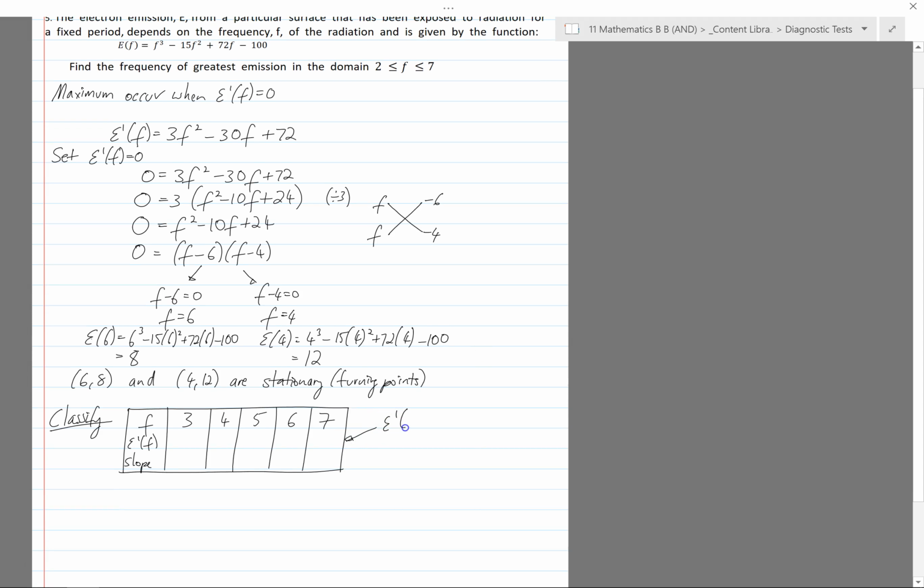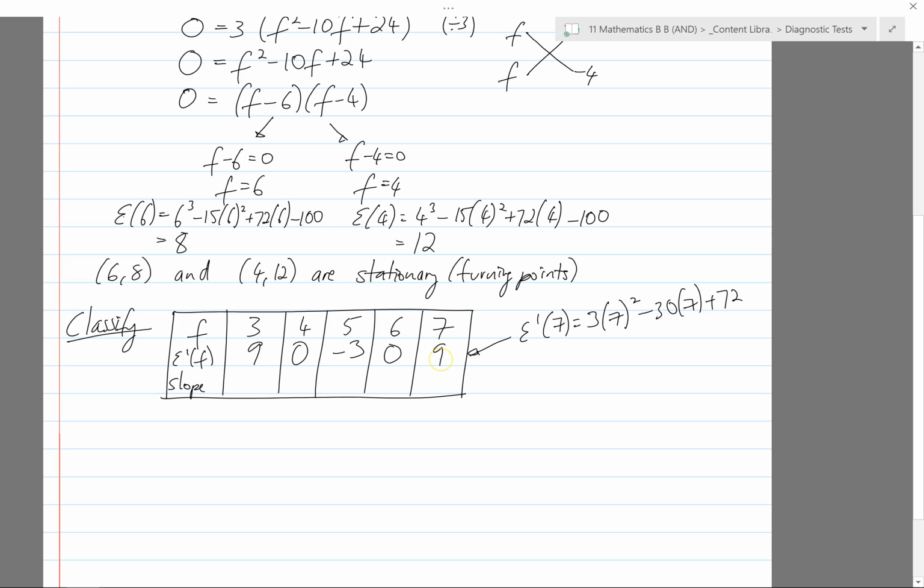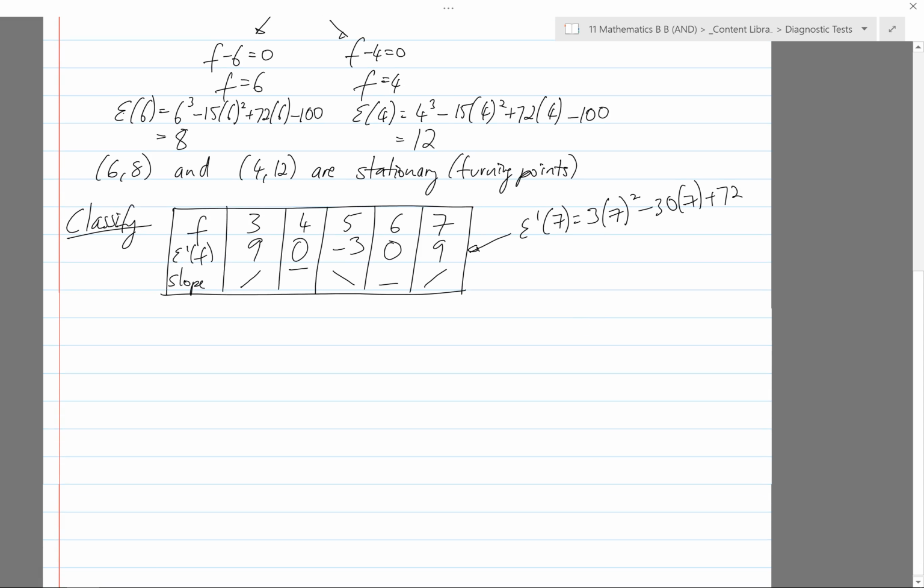I'll just do one demo. E dash of 7 would go here. From this slope function, 3 times 7 squared minus 30 times 7 plus 72. So I found all these slopes. So my slope diagram would look something like this. So I know that 4, 12 is a local maximum. Yeah, that looks like a maximum to me. And 6, 8 is a local minimum.